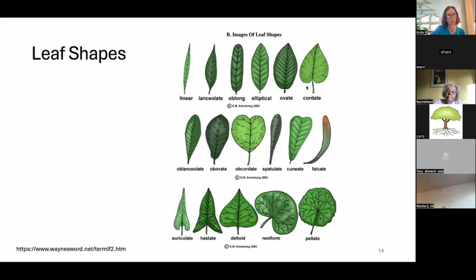And that's why I put this slide in, because things like cordate is heart-shaped. But then you want to look down here, obcordate is when it is reversed. And things like elliptic versus ovate. Ovate looks egg-shaped. Lanceolate looks like an old lance if you were fighting in a war. Linear is going to be thin and long. So these are some of the different leaf types we see.